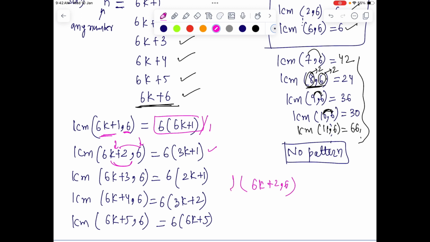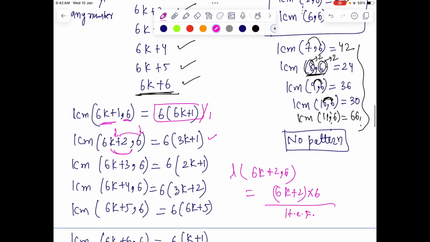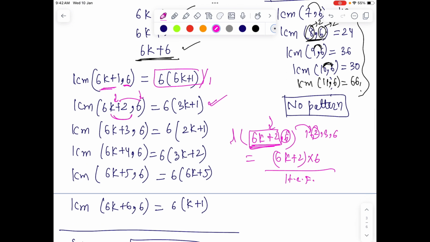Similarly for the third one, LCM of 6k plus 2 comma 6, you can tell product of numbers divided by their HCF. And now what is the highest common factor between 6 and this? The only available factors for 6 are 1, 2, 3, 6, right? And the highest common factor from this, you can clearly see this is not divisible by 3 in general. So we are having 2. So we'll just divide it by 2 and that gives you 3k plus 1. Right, so on and so forth.